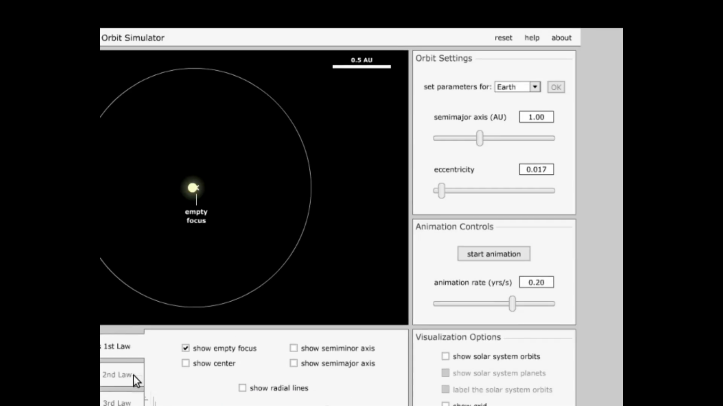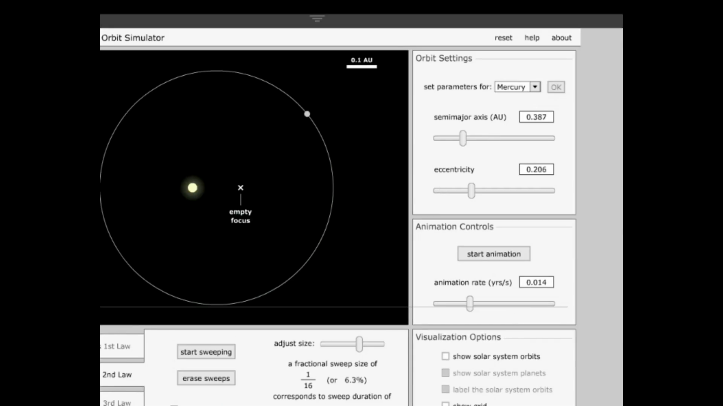Let's go to the second law. I have taken Mercury here. Okay, and I'll start the animation. In this law, when the planet is moving in its path and comes near to the Sun, the planet moves faster. When it moves away from the Sun, the planet moves slower.